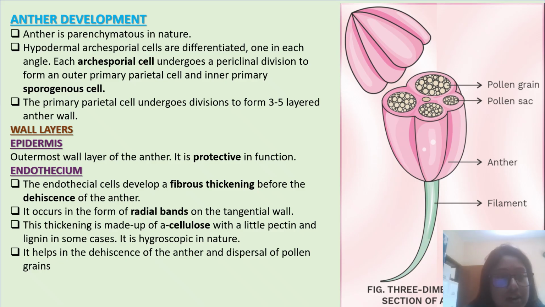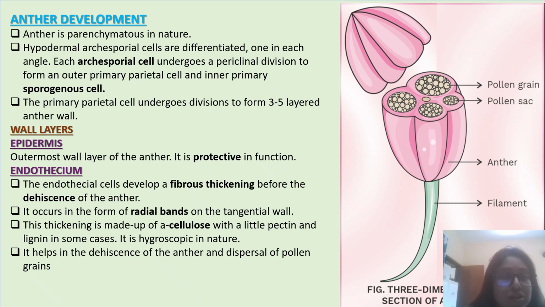Next, anther development. Anther is parenchymatous in nature. Hypodermal archesporial cells are differentiated, one in each angle. Each archesporial cell undergoes a periclinal division to form outer primary parietal cells and inner primary sporogenous cells. The primary parietal cells undergo division to form 3 to 5 layered anther walls.